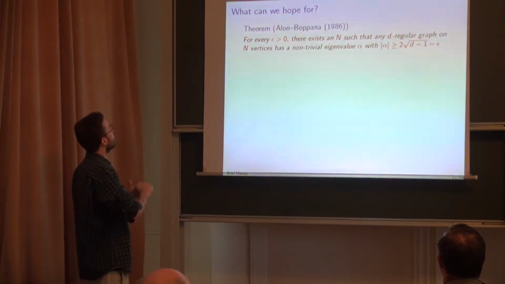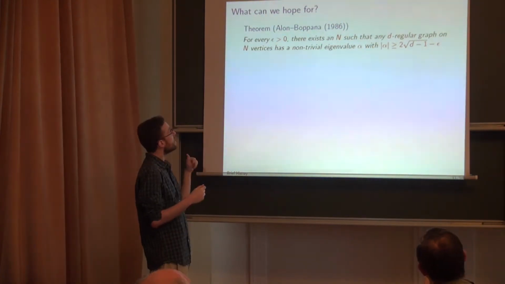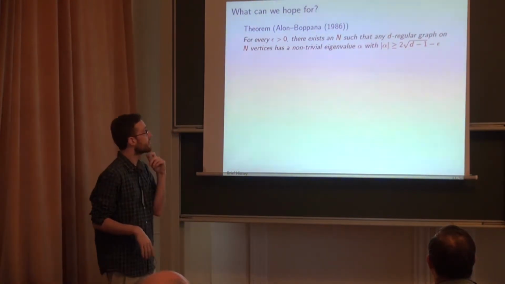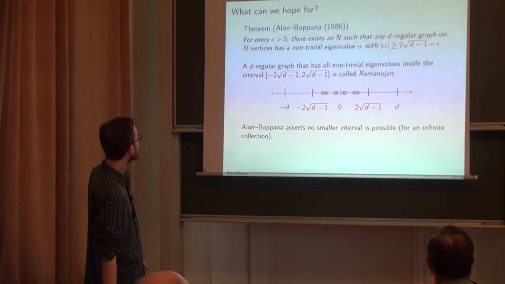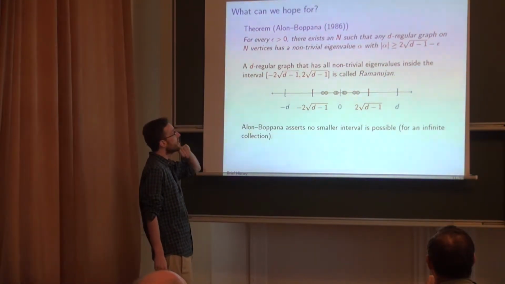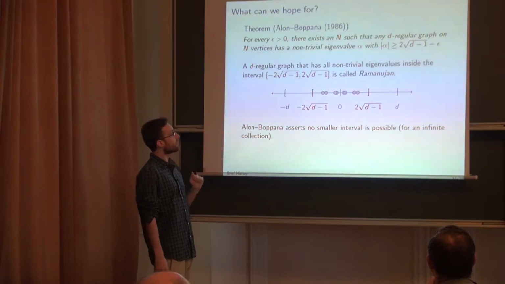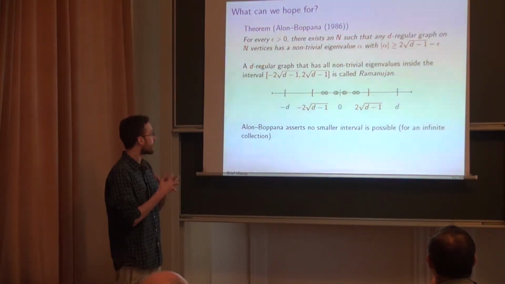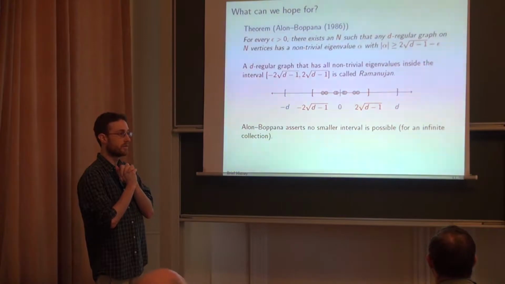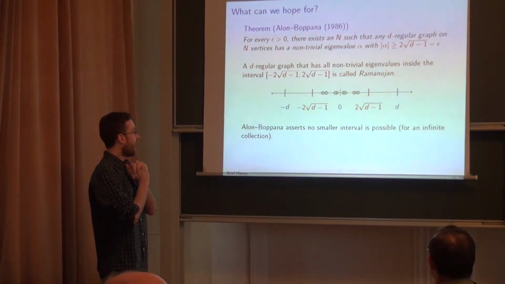So what can we possibly hope for? There's a theorem by Alon and Boppana that says for every epsilon greater than 0, there is some n such that eventually every d-regular graph on n vertices has a non-trivial eigenvalue greater than 2 square roots of d minus 1 minus epsilon. So essentially, 2 square roots of d minus 1 is the best that you can possibly hope for asymptotically. And if you can actually find an infinite collection of graphs which stays in this region, they're called Ramanujan. This is the best that is possible because in the limit you have the continuous band, the band of continuous spectrum.